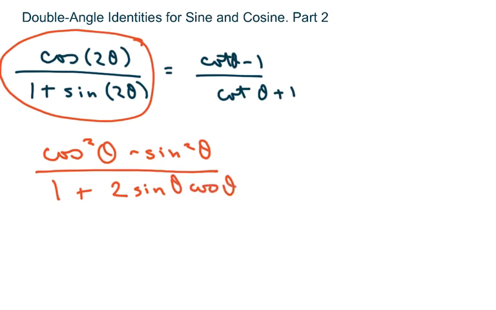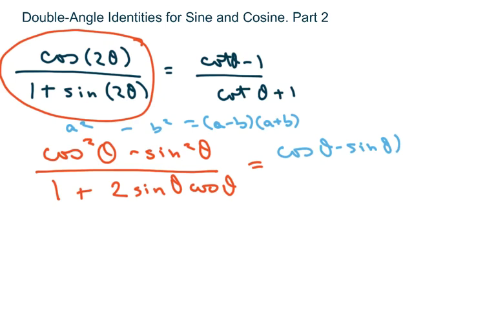Now, once we have that, I'm going to go ahead and factor out this. This is your a squared minus b squared, which equals a minus b times a plus b. So I'm just going to write this as cosine of theta minus sine of theta times cosine of theta plus sine of theta.